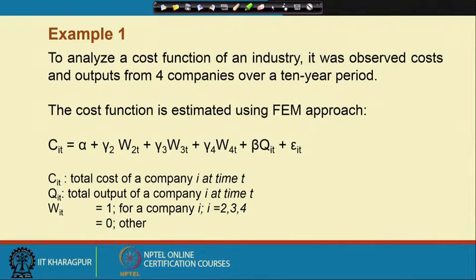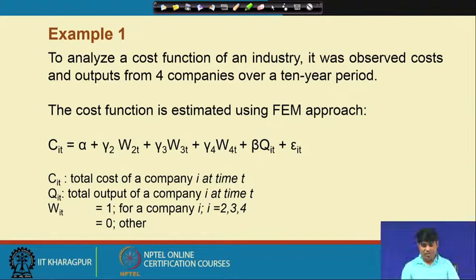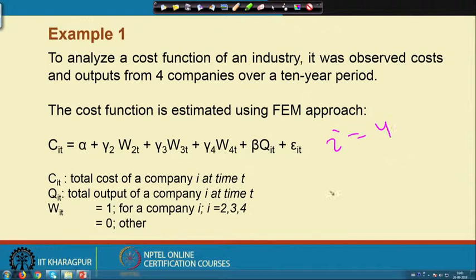To analyze these particular structures, let us start with cost and output. We have a problem like this. We have a cost function of an industry. It was observed that we have cost and output from 4 different companies over 10 different time periods. So if it is 4 different companies, it means i equal to 4, and 10 different time periods means t equal to 10.